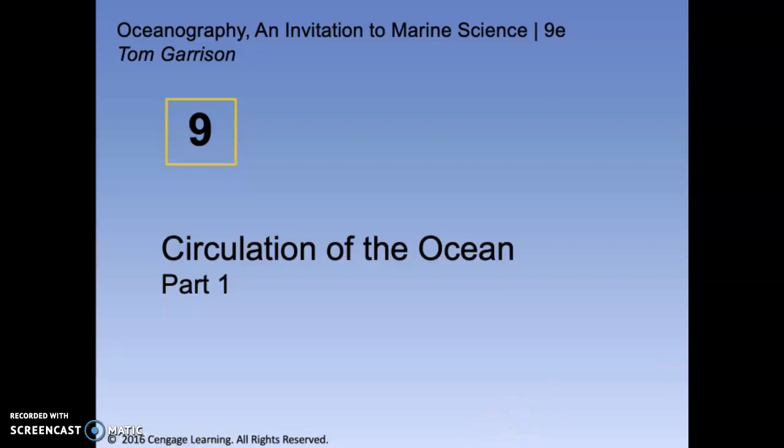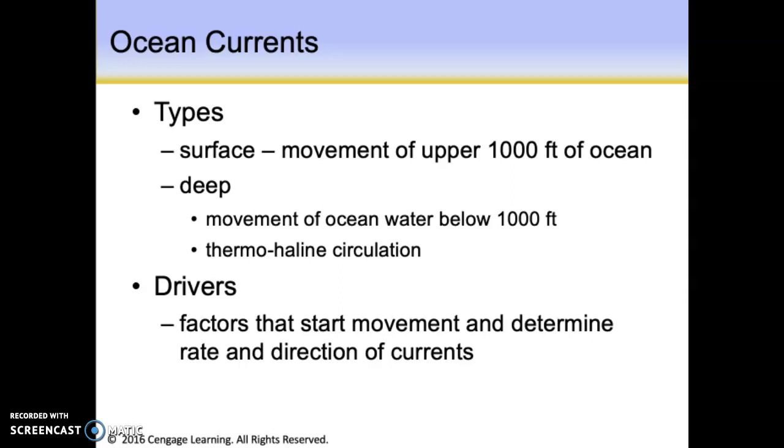So we're going to first talk about general circulation of the ocean, and there are two types of ocean currents. There are the surface currents, which is the movement really of about the upper 1,000 or so feet of the ocean. And then there are the deep currents, which is pretty much all the other movement of water in the ocean. And with the deep currents, we focus on the water moving up and down, so how it gets down to the bottom and how it makes its way back up to the surface.